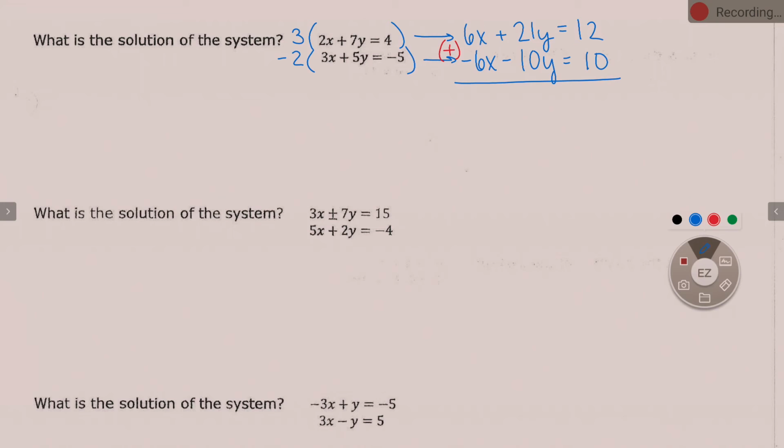Okay? So what is 6x plus negative 6x? 0x, gone. 21y plus a negative 10y. It's a minus 10y, think negative 10y. So what's 21 plus negative 10? It's 11y. Carry down your equal sign. 12 plus 10. And it is always so reassuring when I get something that's leading me towards a whole number. If it's 11 times y, we're going to divide by 11. And y is 2.